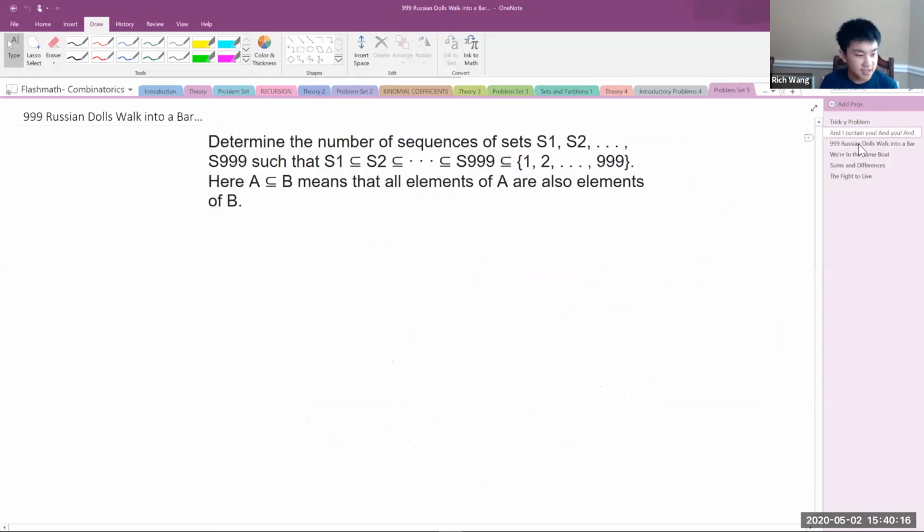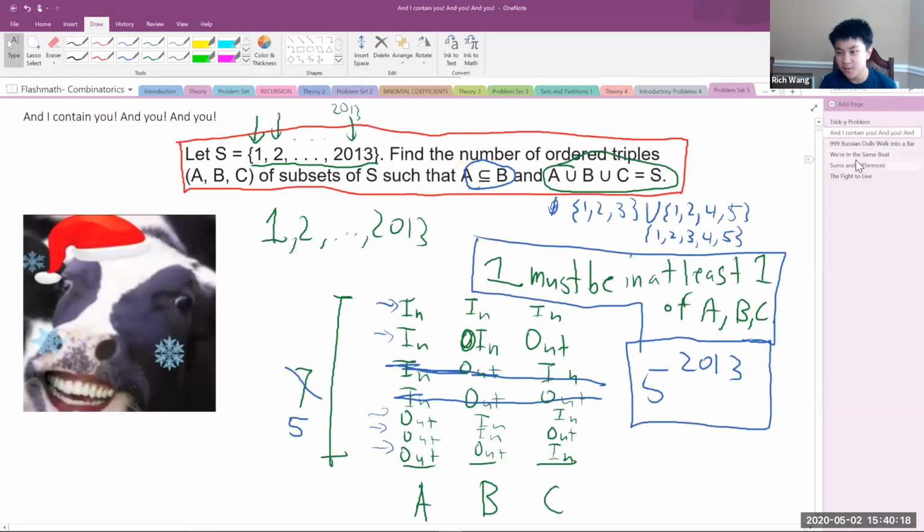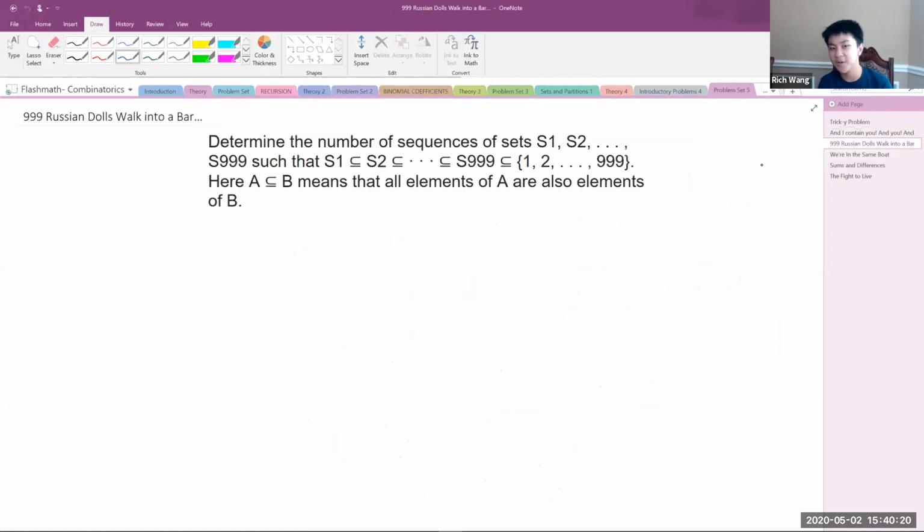Anyways, since it doesn't look like anyone has any other questions, we're going to be moving on to the problem: 999 Russian dolls walk into a bar. The reason I think this makes sense is because each of these sets contains another set. So it's the same as having 999 Russian dolls, each containing the other. While you read this problem and think about ways to do it, I'm going to be drawing my very good Russian dolls.